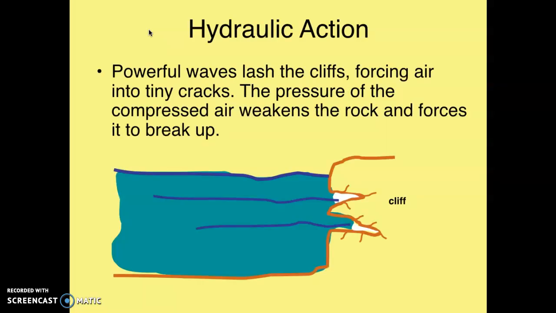Okay, the first process is called hydraulic action. Hydraulic action is when huge, powerful waves lash at the cliffs and they force air under high pressure into the cliff. The pressure of the compressed air weakens the rock and forces it to break up. And you can see on the diagram here, you've got cracks in the cliff and then the water pushing air into the cracks in the cliff.